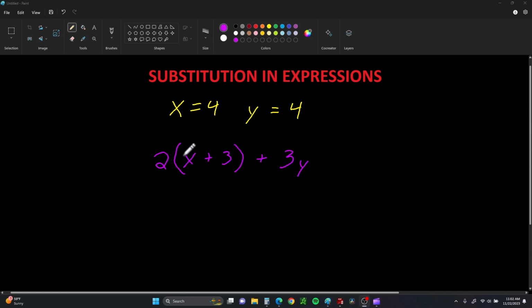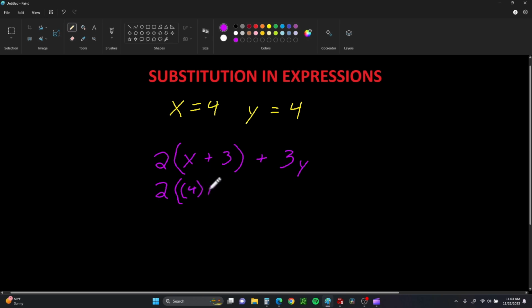This problem has what looks like the distributive property in the beginning. I have an x and a y. X is 4, so I'm going to continue by substituting. And inside, when I substitute for this, it kind of looks a little strange. You have parentheses inside parentheses.